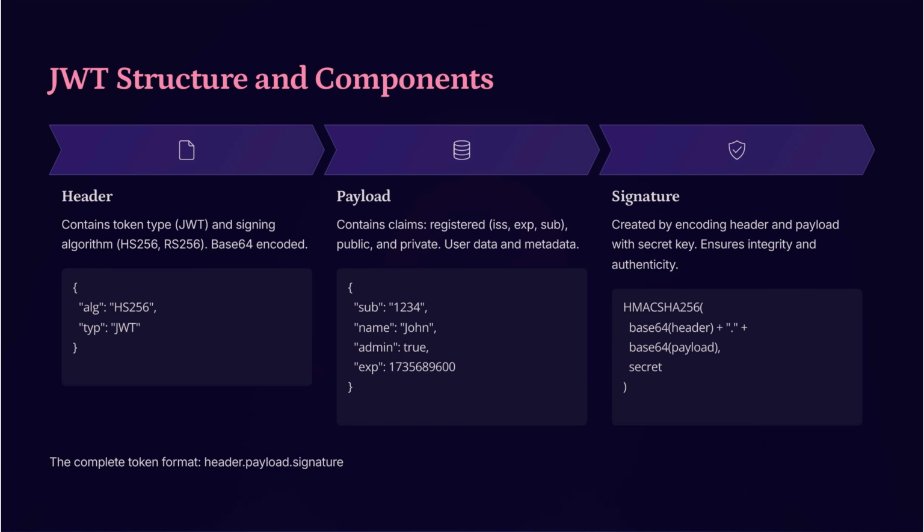A JSON Web Token, JWT, comprises three parts: a header, payload, and signature. The header specifies the token type and signing algorithm, like HS256. The payload contains claims, such as user data and expiration. The signature, created using a secret key, ensures token integrity. The complete JSON Web Token format is header.payload.signature, ensuring secure, stateless authentication.